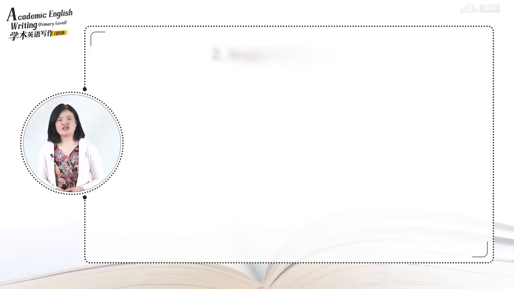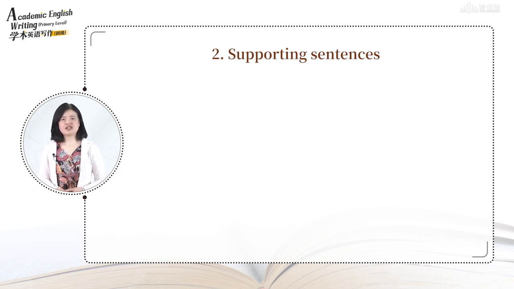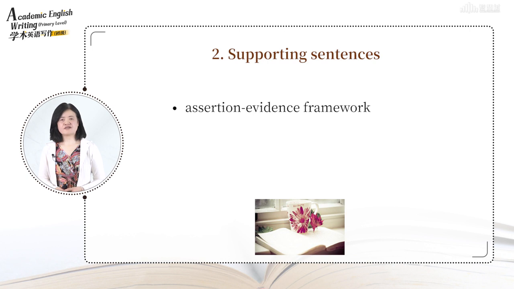Next, let's have a look at how to write the supporting sentences. Normally, when we make an assertion, we need to provide evidence to show that the assertion is valid. If we don't offer evidence, readers may not accept our assertions. When we write a paragraph, we also use an assertion evidence framework.